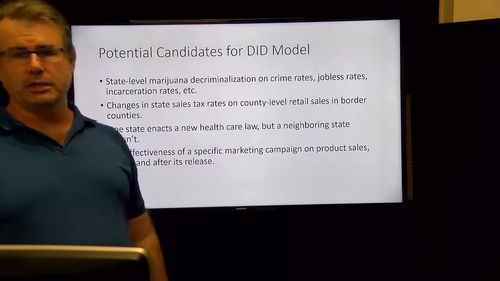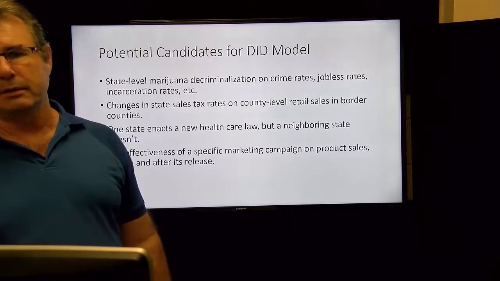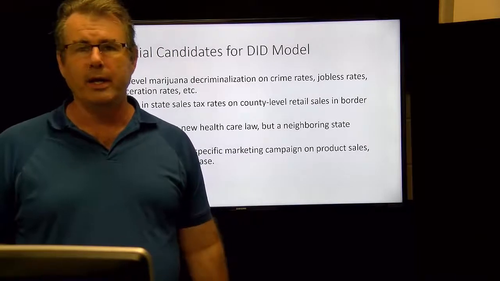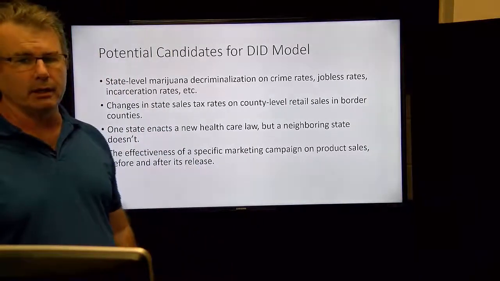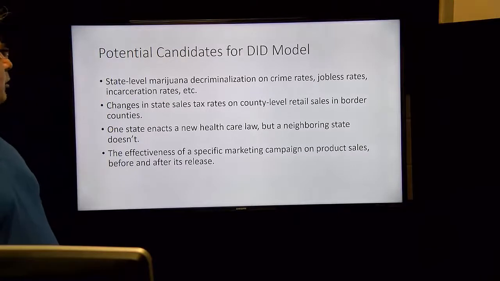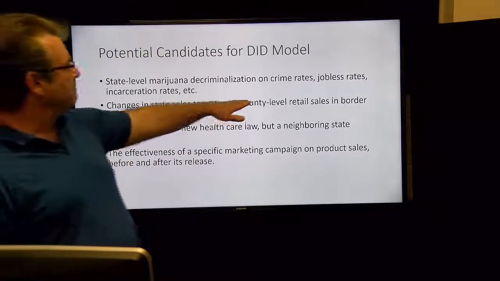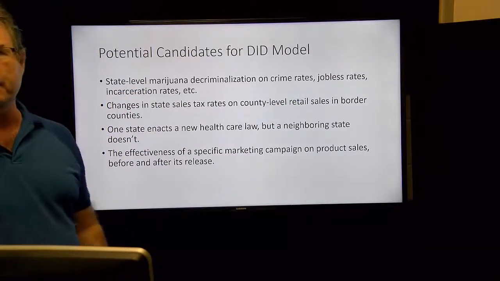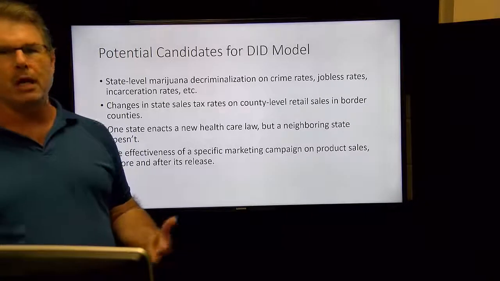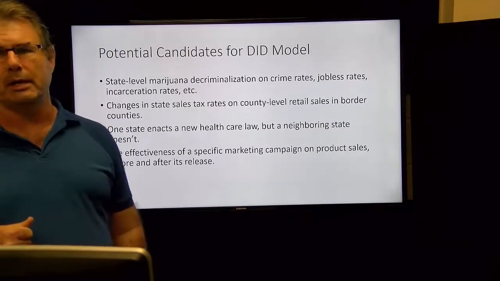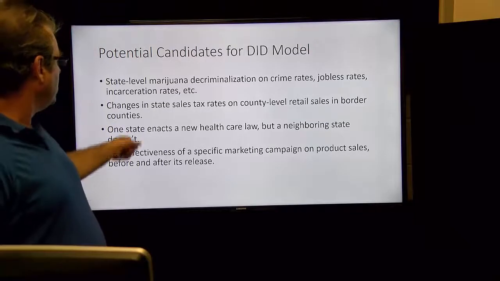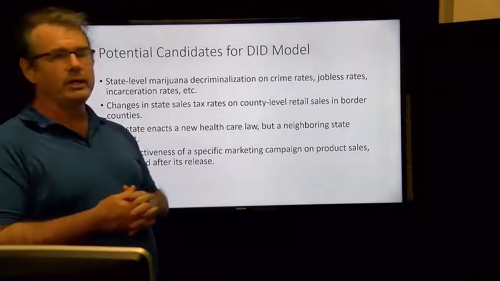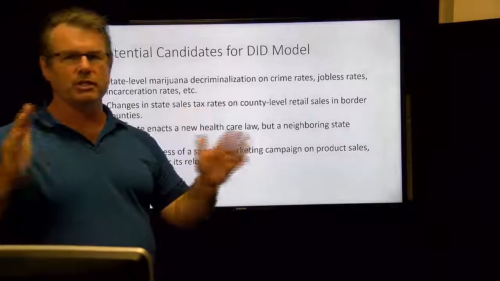Now there's a lot of other things that you can do using the difference in difference model. There's a lot of different issues out there that people may want to look at. Some may already be in the works for some researchers out there. Specifically, you could look at state level marijuana decriminalization and its effect on crime rates, jobless rates, incarceration rates, any number of things that people think of as being positives or negatives that are associated with decriminalizing marijuana. You can also look at changes in state sales tax rate and how it affects county level retail sales in border counties on either side of a state line.